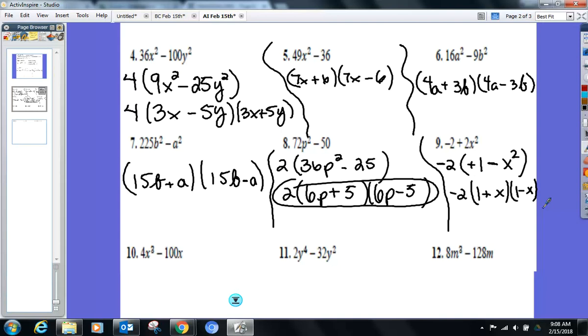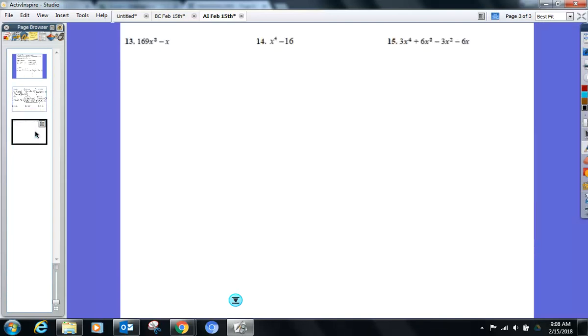Let's see. Ooh, boy. Look at all those coming up, huh? Let's go to 14, everybody. 14. Let's take a look at 14. Let's see if anybody's on top of their A game here. Any GCF? Nope.